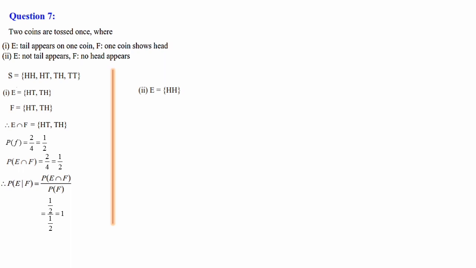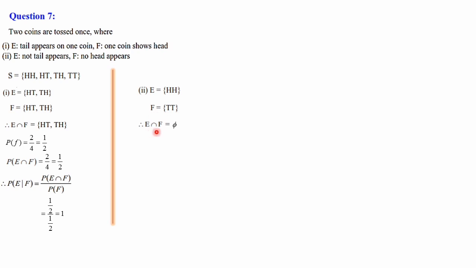Next question. E is no tail appears, which means T should not be there. Here T is there, here T is there, here T is there. So these 3 will not come, only H will be there. Then no head appears means H will not come. So this will go, this will go, this will go. Only TT will be there. So that is F, TT.